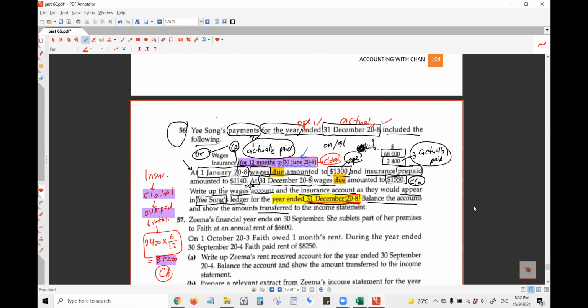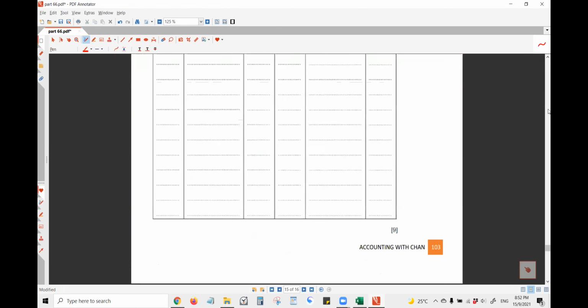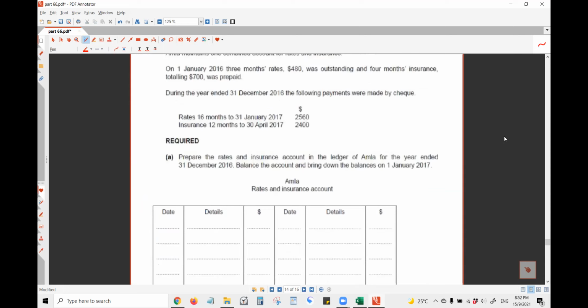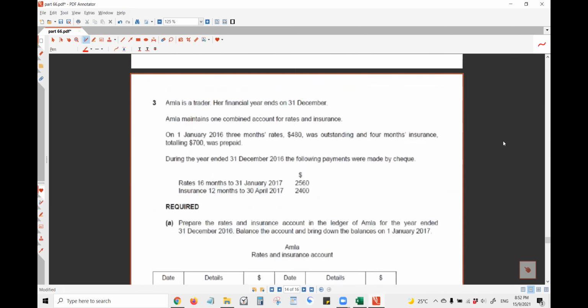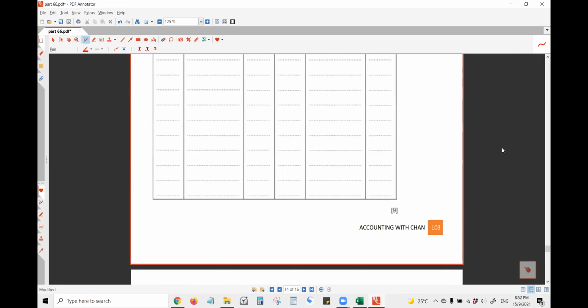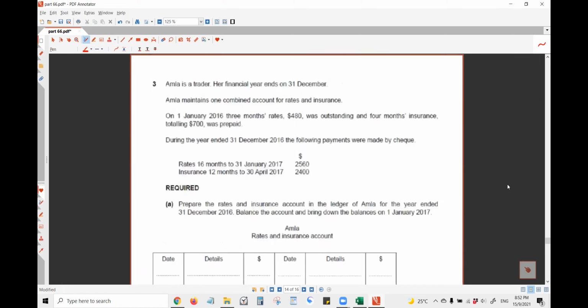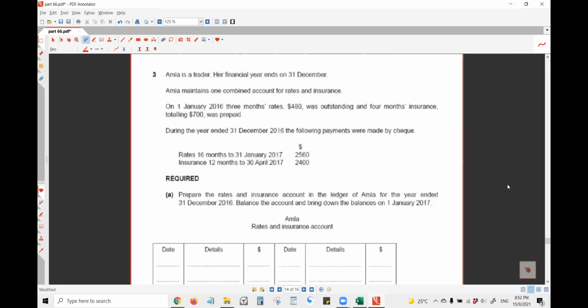Now we see the next one. The difficult question. You come to this page, page 103. We do the A together. So how is this question different? This question has 2 expenses combined into 1 single account. That's how the question is challenging.